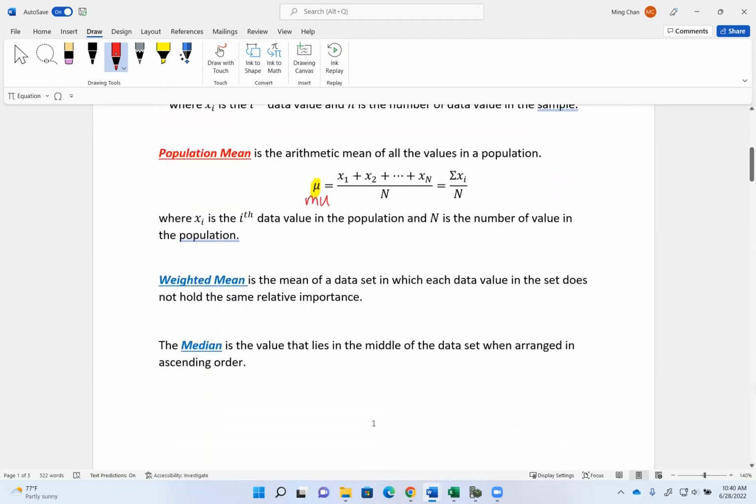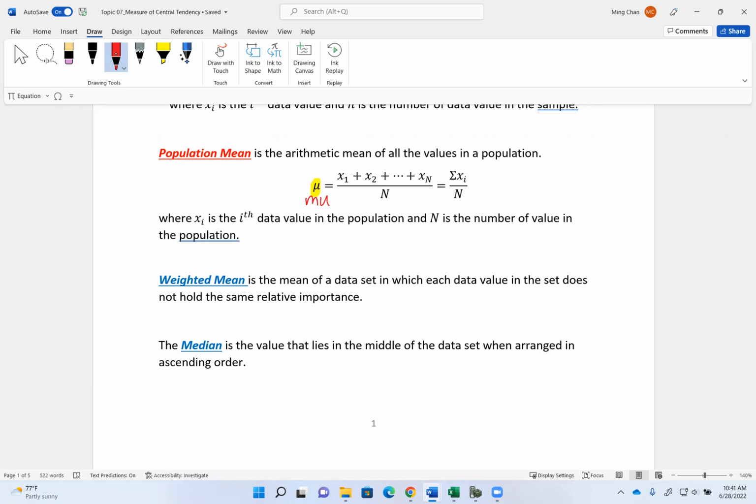In a minute, I'm going to show you how to find what we call the weighted mean. The weighted mean is the mean of a data set in which each data value does not hold the same relative importance. For example, on your syllabus, tests are worth more than homework, so not every item is worth the same value. In math classes, your grade is normally based on what we call the weighted mean.